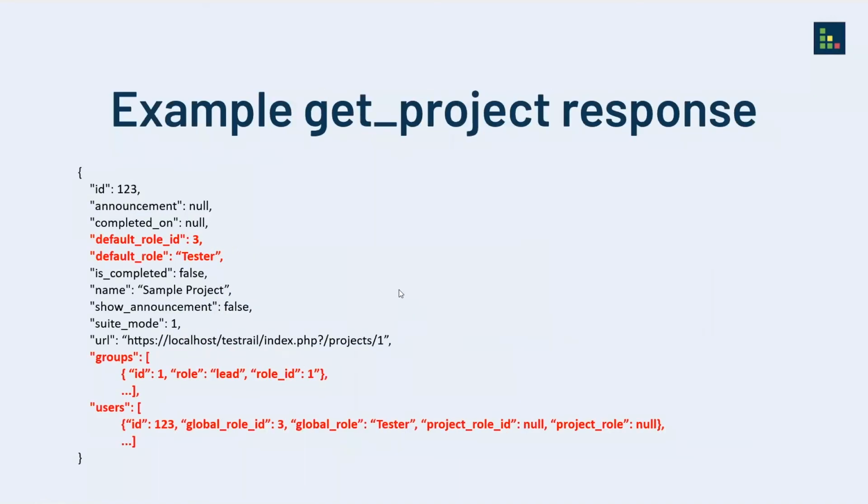So an update to the Get project response here. So we have a default role ID and the default role name. And then we also have the group and user objects as shown here. So all of this data should be consistent for the Get project endpoint.